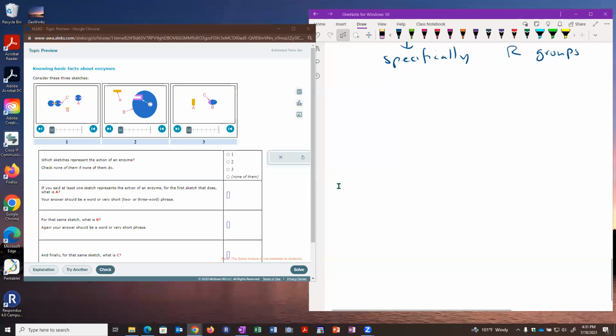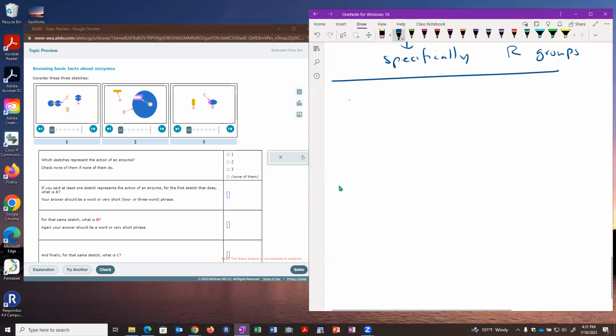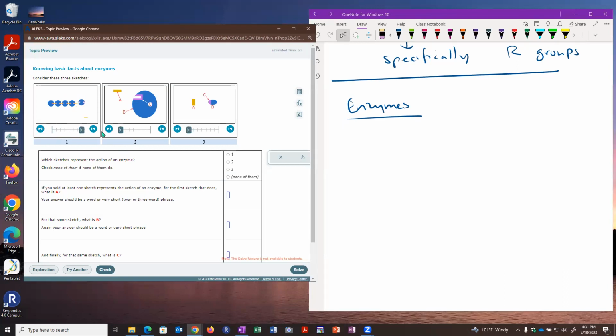All right, so in this question we're taking a look at some of the basic facts about enzymes and how they work. We're given, in this case, 3 different scenarios. You can press the little play button to see what's occurring in each of these. The key thing about enzymes is that they are catalysts, all right? So they speed up reactions, but they themselves are unchanged from the beginning to the end.